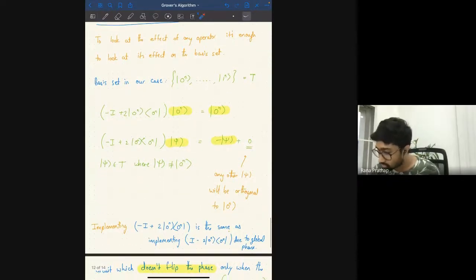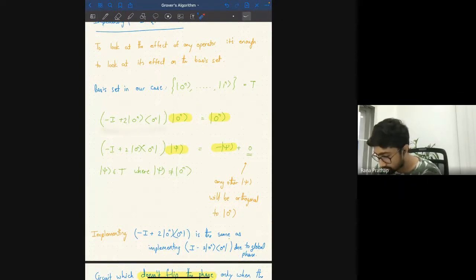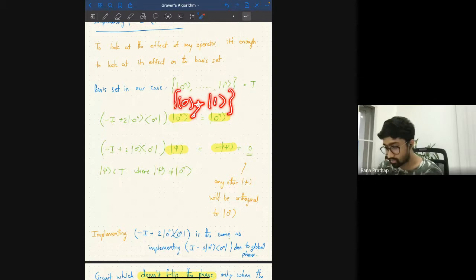Okay, so to do that, let's just look at what this operator does on the basis states, right? If you want to look at what an operator does, you just have to look at what it does on the basis states, because any state can be represented as a linear combination of the basis states. For example, if you want to know what a single qubit gate does, you just have to see what it does on these 2 states, because any single qubit gate can be written as this, right? So all you have to see is what it does on these basis states.